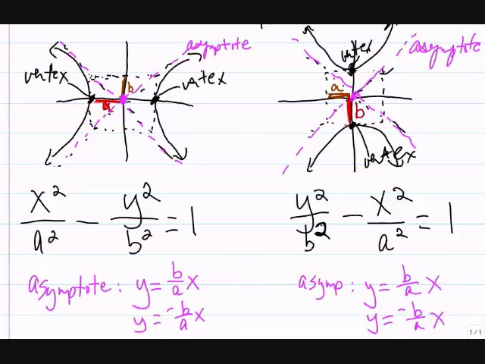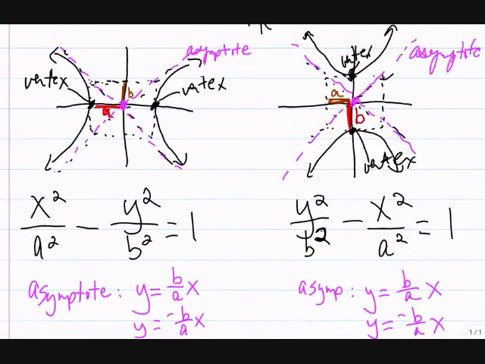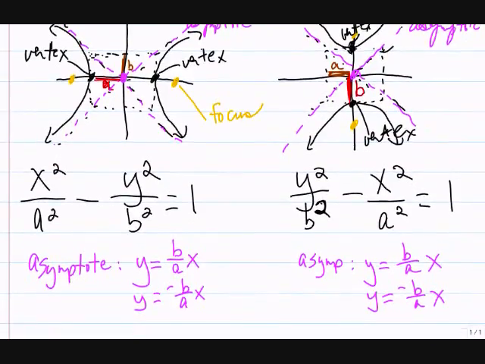Okay, so we're not going to do the focus today. Yay. Focus is, like, we've got enough to deal with right here. The focus is going to be there, just like it is with the parabola. So there's the focus. Okay, we'll get to that equation tomorrow. All right. So today we're going to graph some and find asymptotes.